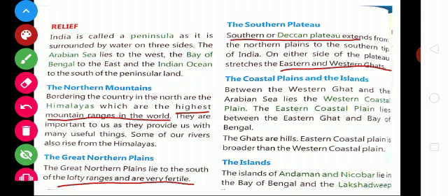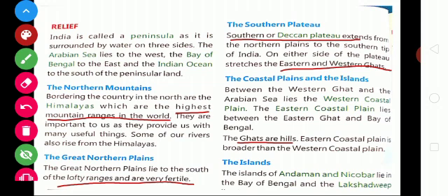The Eastern Coastal Plain lies between the Eastern Ghats and the Bay of Bengal. The Western Coastal Plain lies between the Western Ghats and the Arabian Sea. The Ghats are hills. Underline it. The Eastern Coastal Plain is broader than the Western Coastal Plain.